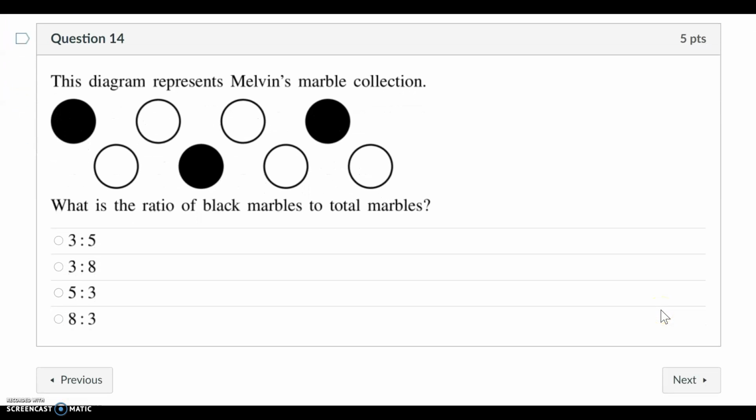Question 14. This diagram represents Melvin's marble collection. What is the ratio of black marbles to total marbles? 3 to 5, 3 to 8, 5 to 3, 8 to 3.